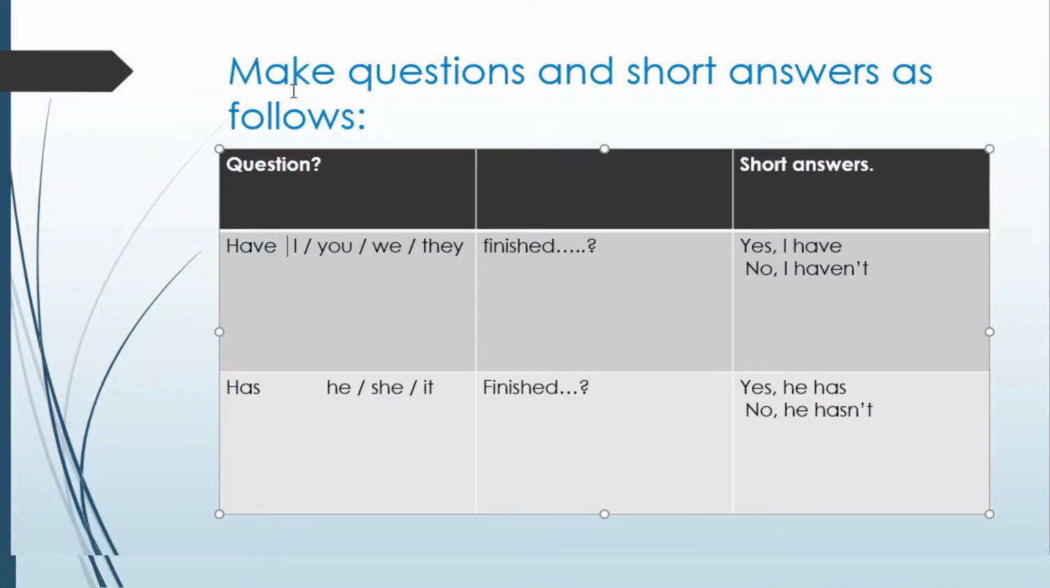Now, let's look at the rule to make questions and short answers as follows. Question: have joins with I, you, we, they, and then verb 3. Answer: yes, I have, no, I haven't. Then has joins with he, she, it, then verb 3, and then yes, he has, no, he hasn't.